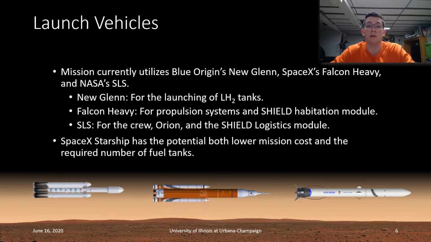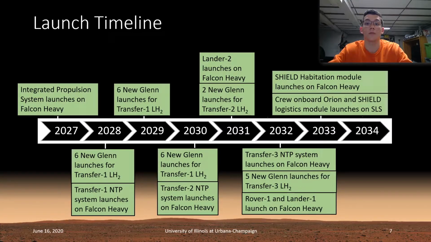And SpaceX's Falcon Heavy is primarily used to launch the vehicle's propulsion systems as well as the SHIELD habitation module. For future consideration, SpaceX's Starship can be used, once it has been more validated, to potentially lower cost and also reduce the number of fuel tanks needed for the mission to be completed. The first SHIELD launch is in 2027 with the test of the nuclear propulsion system.